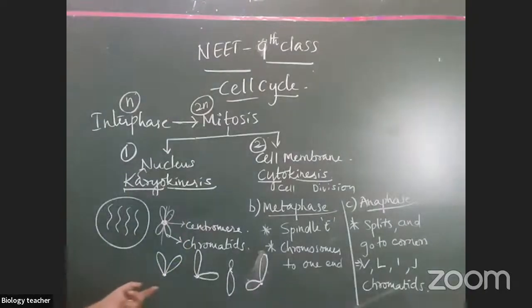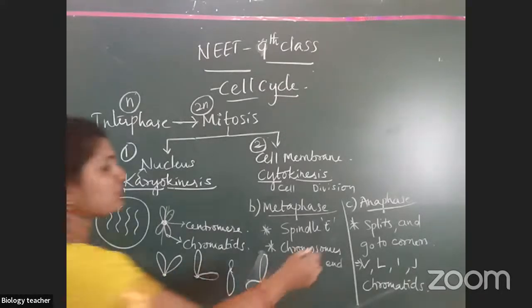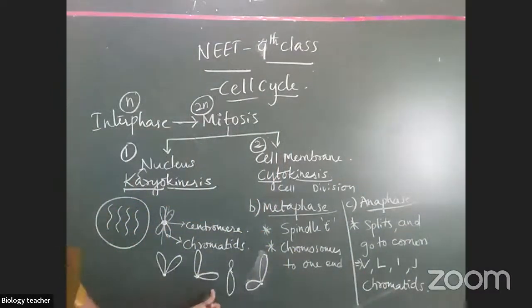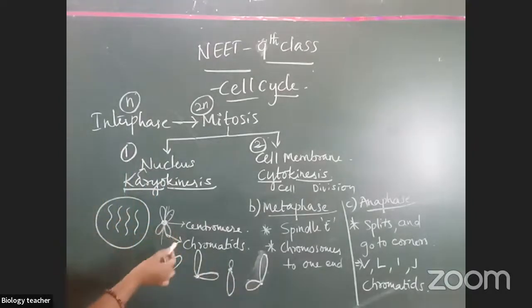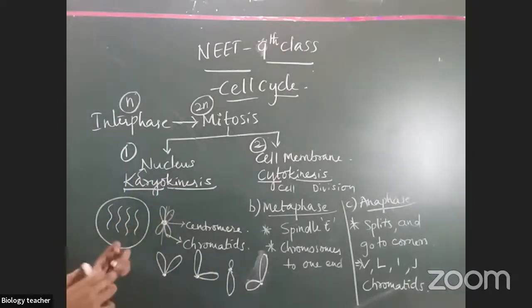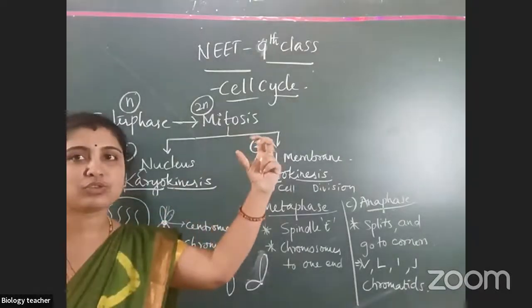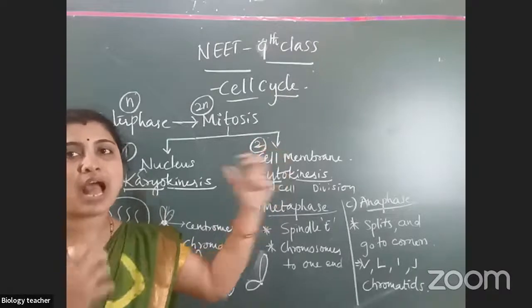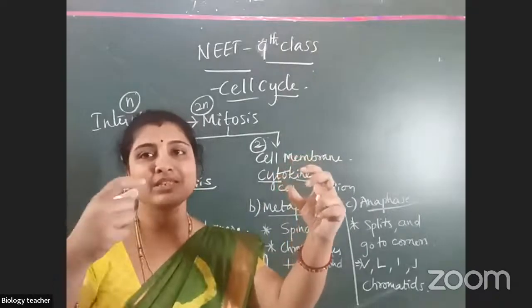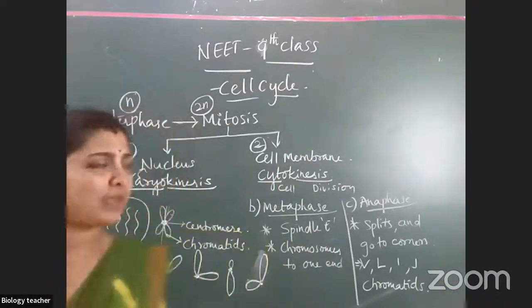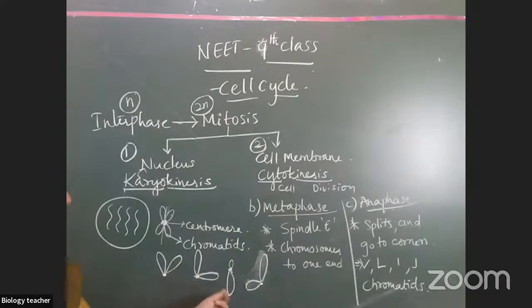J shape. So you will be asked one question. Different shapes are visible in which stage of mitosis? That is anaphase. V, L, I, J. So what is this here? Centromere. So how many chromatids are present? Two. But one set is dragged to one pole and another set is dragged to another pole. While they are moving, you can see different shapes. They appear like V, L, I, J. In which stage? Anaphase.